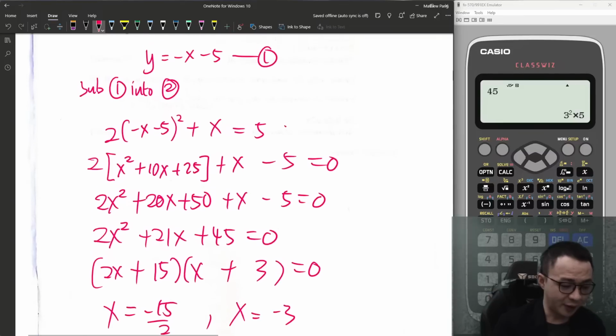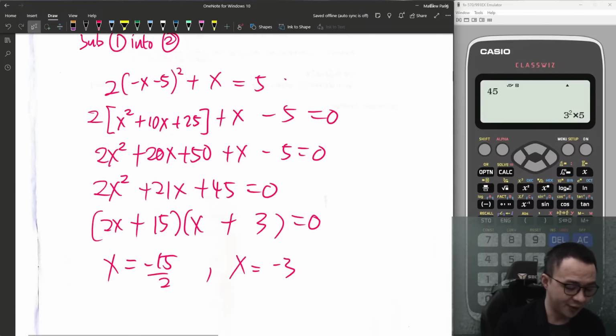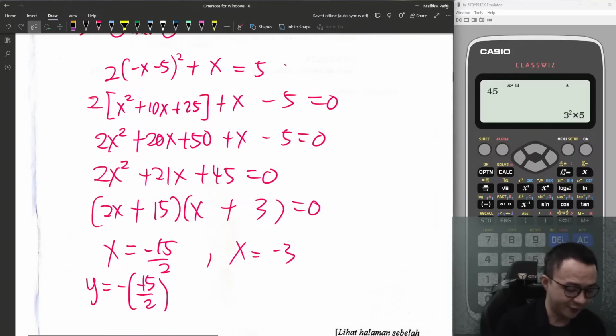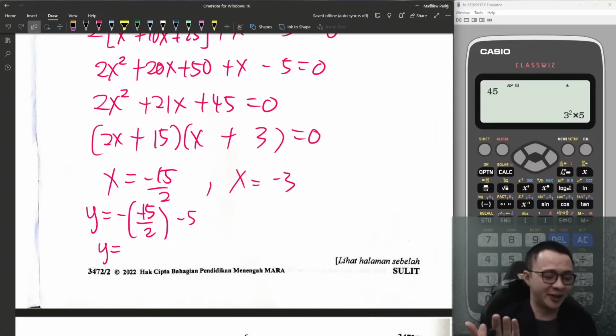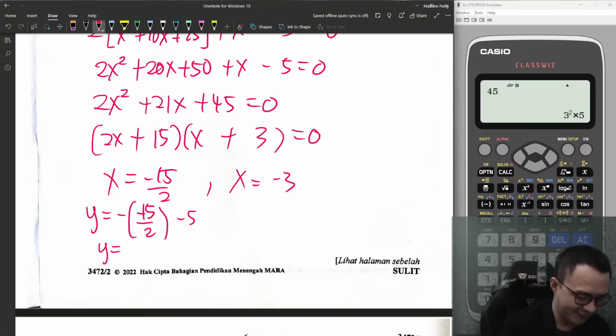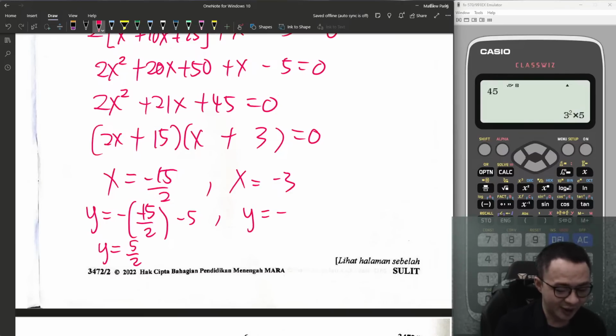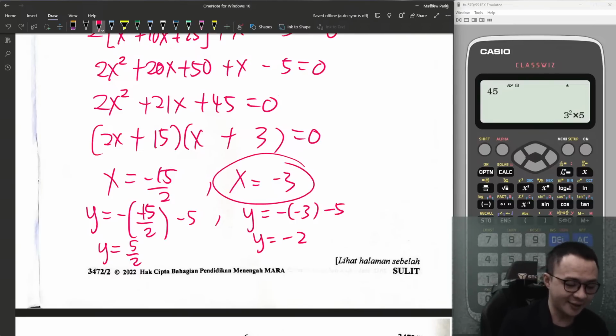So then you want to find y, right? Substitute back into the first equation. y equals negative x and then minus 5. So this one will be 15 over 2 minus 5. What do you get? Minus 5 over 2, right? If not mistaken. So this is negative 3 minus 5, this is negative 2. Right, so this is how we get the x and y answers.